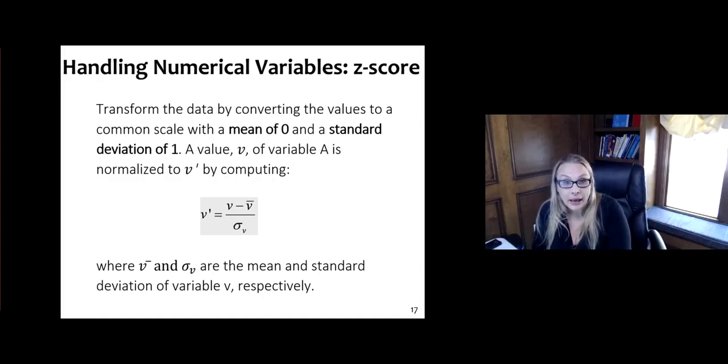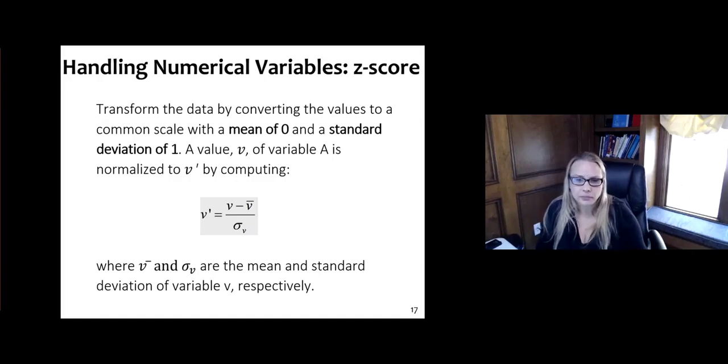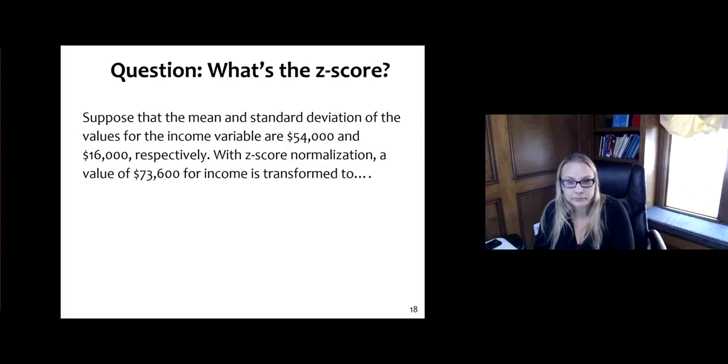Here, v bar and the standard deviation are the mean and the standard deviation of the variable. So remember, an observation that is more than 3 standard deviations away from the mean is absolutely going to be an outlier. And generally, using the empirical rule, anything beyond 1.96 standard deviations from the mean can be considered an outlier.